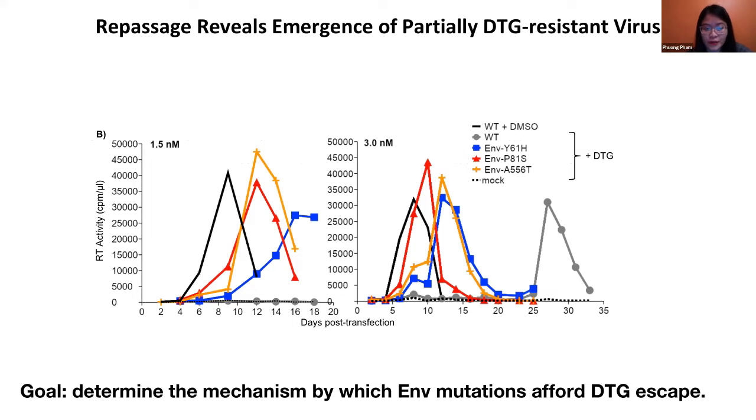So here we performed de novo selections for dolutegravir resistance in vitro using the clinically relevant concentrations of 1.5 nanomolar and 3 nanomolar dolutegravir and observed resistance mutations in envelope. This includes the mutants envelope A556T and A539V. Therefore, the objective of our project is to determine the mechanism by which ENV mutations can afford dolutegravir escape.